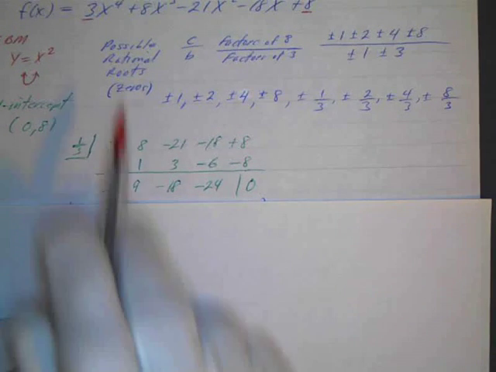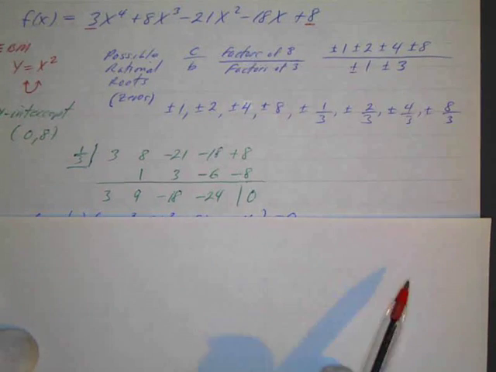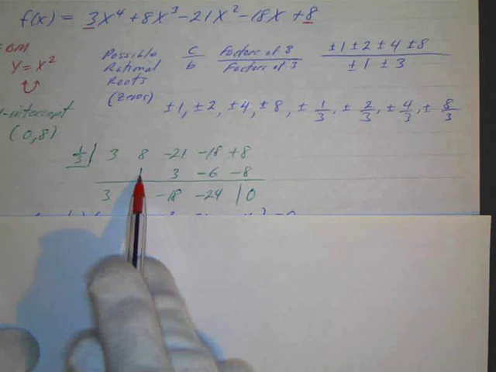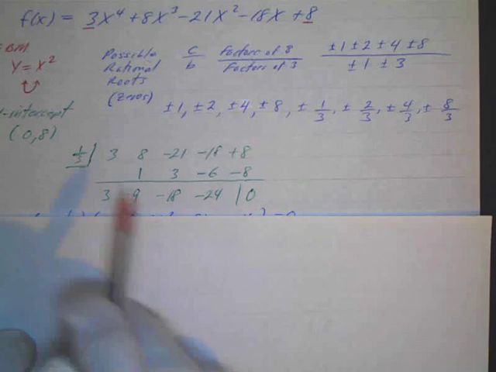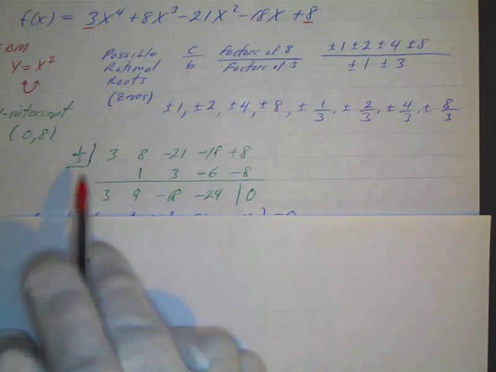And here are my coefficients: 3, 8, negative 21, negative 18, and 8. So those go here, and I do my synthetic division. Bring down my 3. 1/3 of 3 is 1. And like I said earlier on the other problems, I did these ahead of time so it wouldn't take so much time to go through them. That saves a little bit of time, so you can see how the synthetic division worked out.